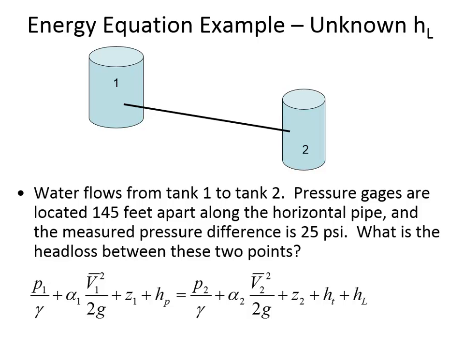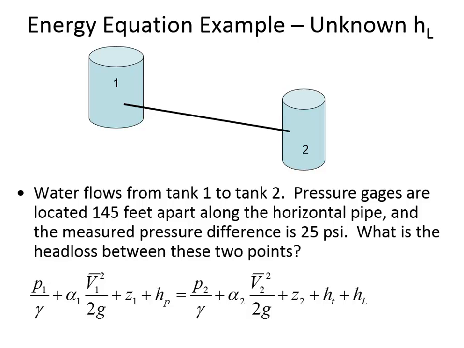We've got water flowing horizontally through the pipe. We're just concerned with this section that's 145 feet long. And what we know, the pressure change between the 2 points is 25 psi. If we multiply by 144, which is how many square inches there are in a square foot, that gives us that there's 3,600 pounds per square foot.